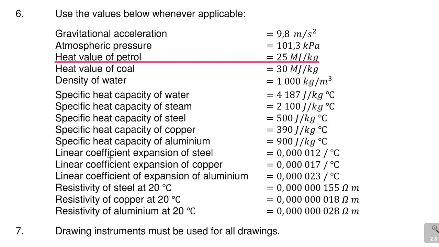And then the linear coefficient of expansion of steel, as well as these three materials. So from this part to that part, this is the part that mainly deals with heat. You need to be familiar with these values, including the density of water as well as the heat value of coal. Actually, even this part is very, very important for you. So this is the information page.